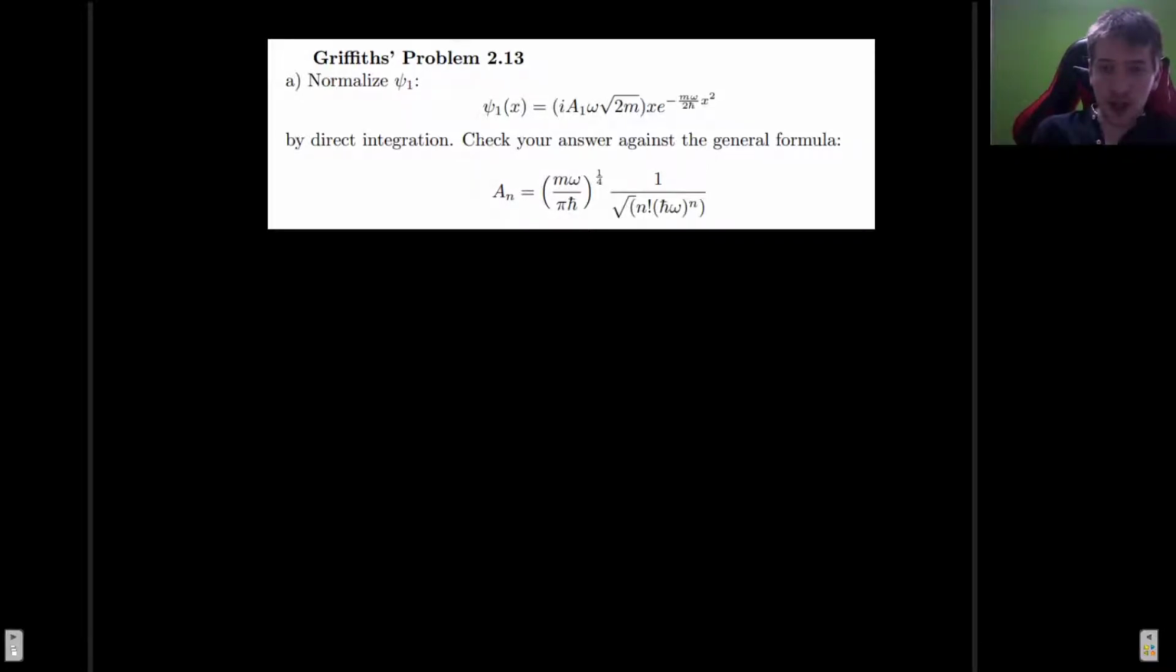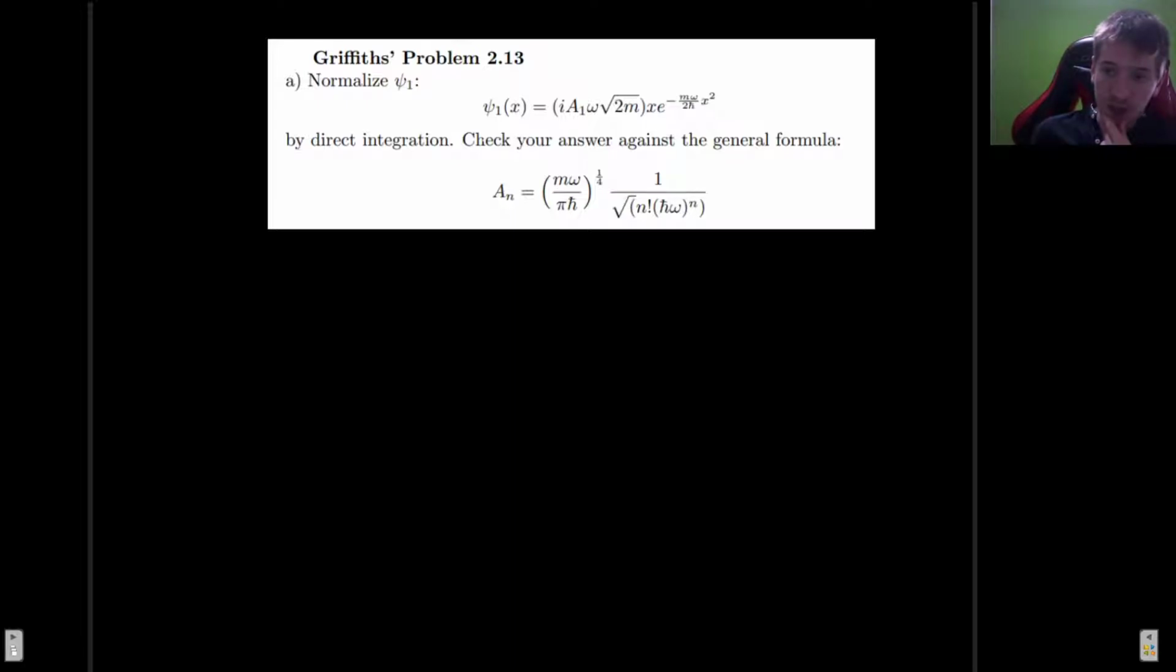This time we will be doing another problem on the quantum harmonic oscillator. This problem was also taken from Griffiths Introduction to Quantum Mechanics, 3rd edition, and it is problem 2.13. Now this problem asks us to normalize the first excited state of the quantum harmonic oscillator that we found in a previous video. The wave function is given here, and we have to do this by direct integration.